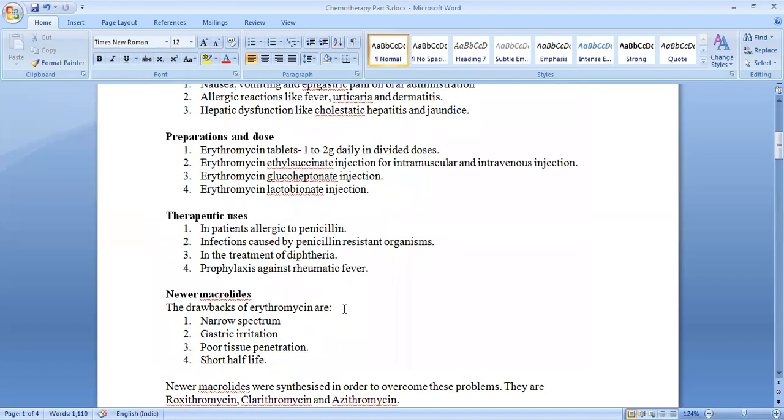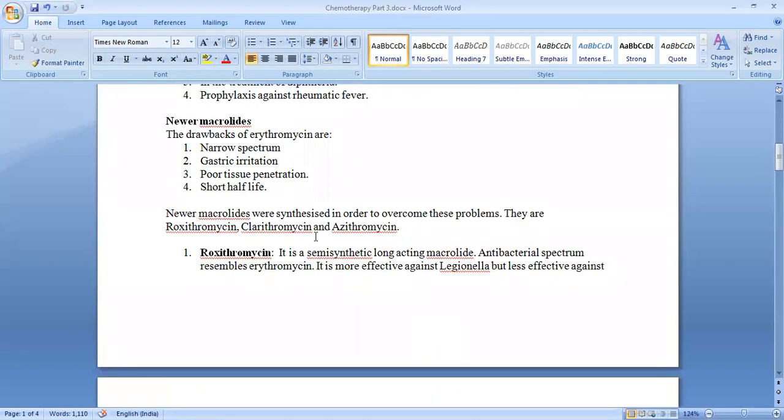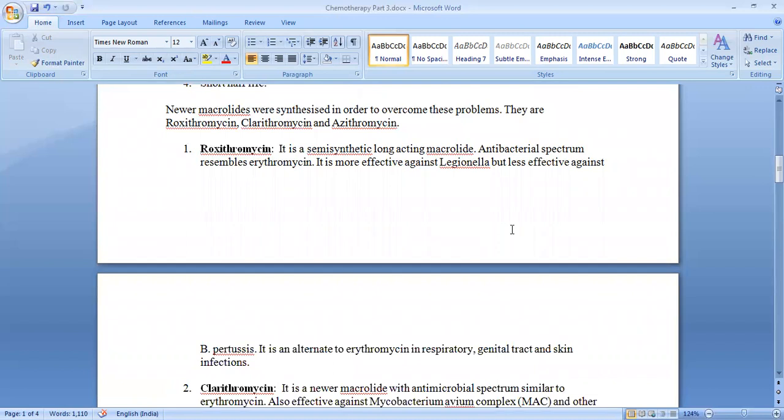So that is the reason why some newer macrolide molecules have been developed. The disadvantages of erythromycin are that it has a narrow spectrum of activity, it causes gastric irritation, it is not able to penetrate the tissue very well, and it has a short half-life. That means it will get degraded very fast. So to overcome all these problems, newer macrolide drugs have been synthesized, and they include compounds like roxithromycin, clarithromycin, and azithromycin. You may have heard these names; they are very common, right? Anywhere, anytime anybody has a throat infection or upper respiratory tract infection, we make use of these molecules.